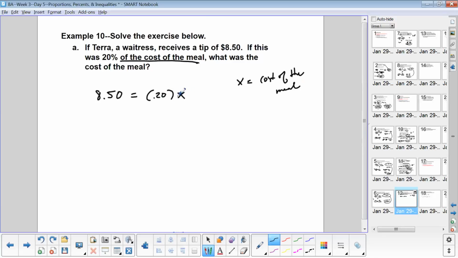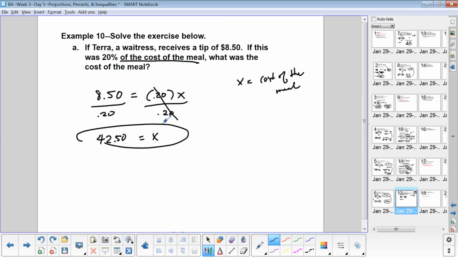So how would we solve for the cost of the meal? Right, since we see multiplication, we're going to divide. So we would take the tip received, which is $8.50, and divide it by 20/100ths, and we're going to get $42.50. That would be the cost of our meal. And you can substitute that back in and check that if you like.